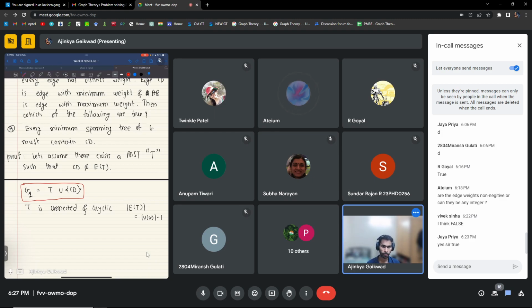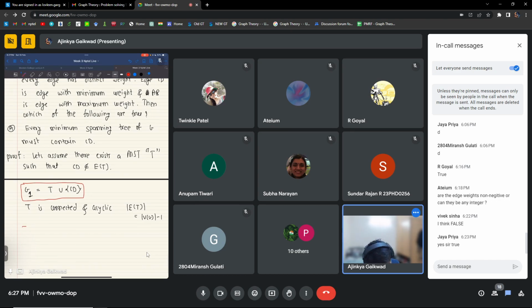It will become cyclic. Will it be a tree again? Will it be a tree? No. Why? Because any tree on n vertices must contain exactly n minus 1 edges. I already had n minus 1 edges in my tree T. I'm adding one more edge. That means there will be a cycle.